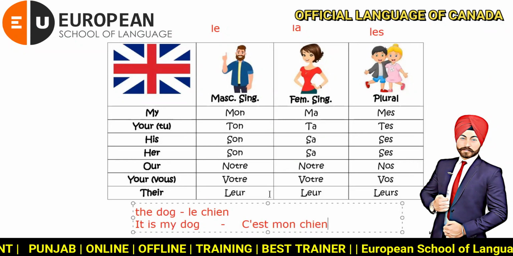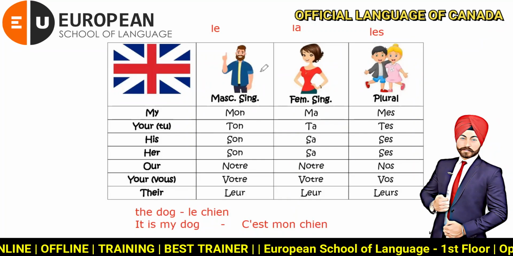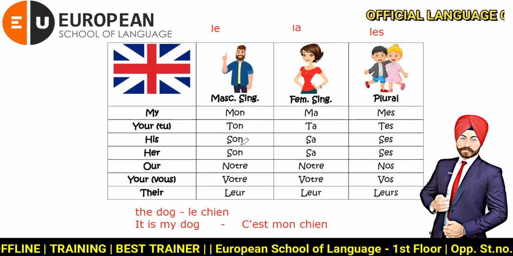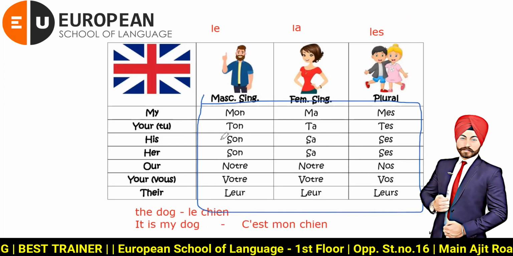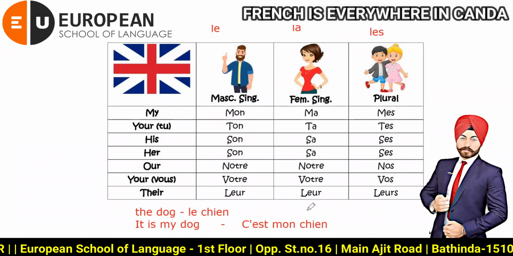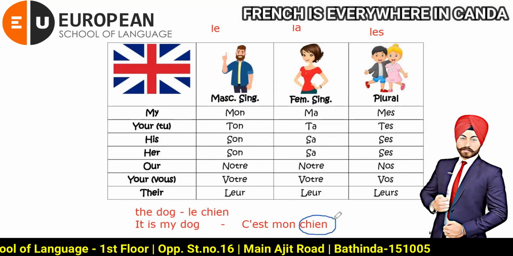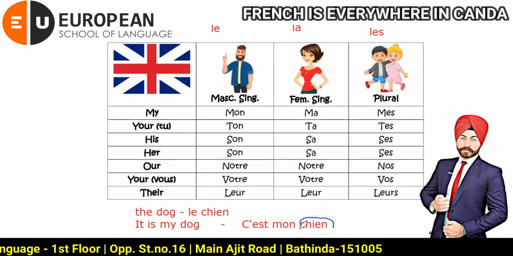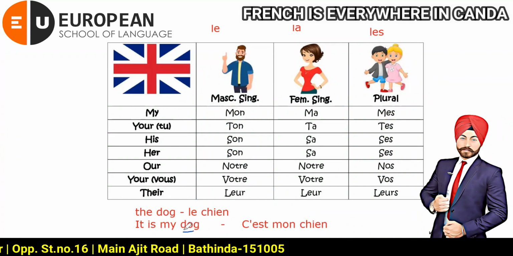So it is very much clear that जो हमने possessive adjective यूज करना है, इन सभी को possessive adjective बोलते हैं। अगर मैंने possessive adjective यूज करना है, then I will use possessive adjective according to my object or a noun जिसके बारे में हम बात करने जा रहे हैं। As here we have dog.